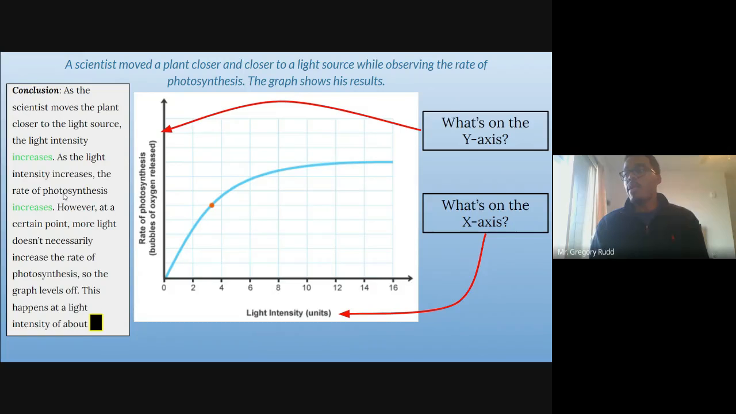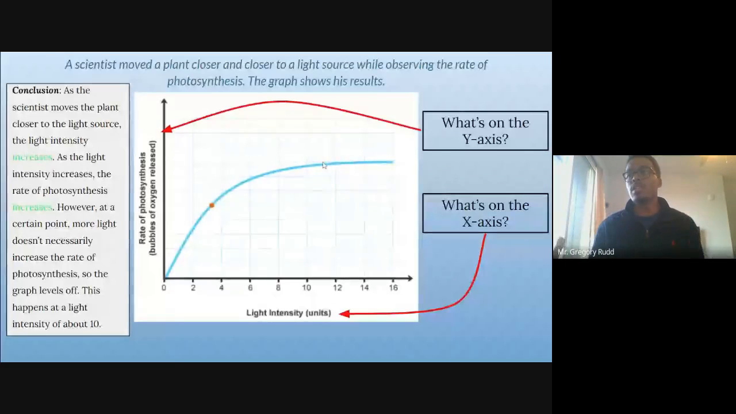It goes on to say, however, at a certain point, more light doesn't necessarily mean an increase in the rate of photosynthesis. So the graph levels off. Again, we can see it. It looks like this hill. It starts off steep, but then when you get towards the top, it starts to level off. This starts to happen at a light intensity of about 10. Okay, so we can see at about 10, the graph is basically level. It's not increasing much more at that point.